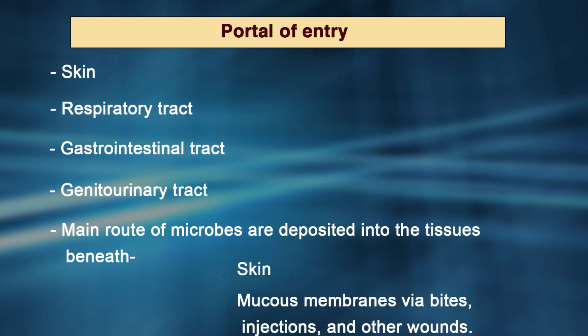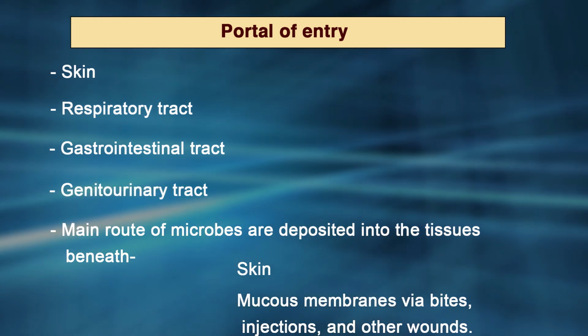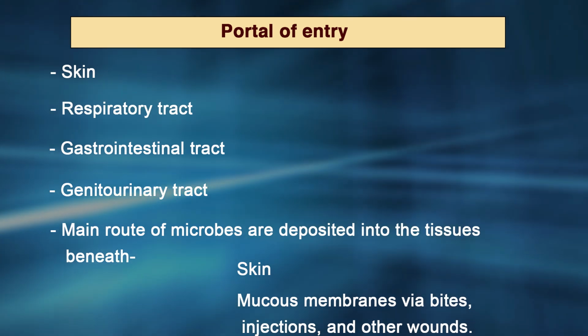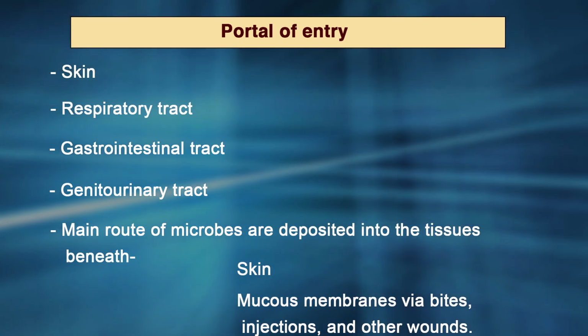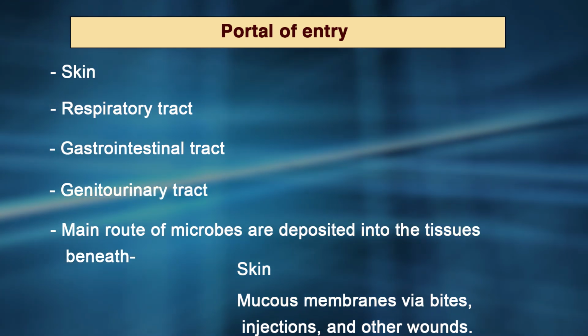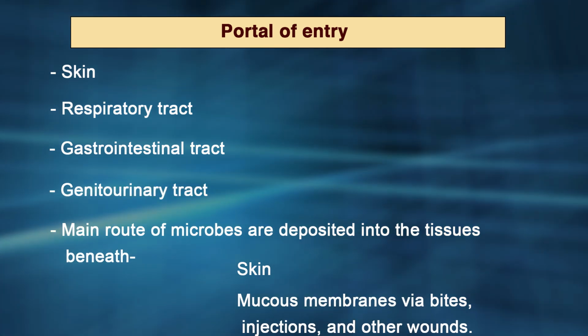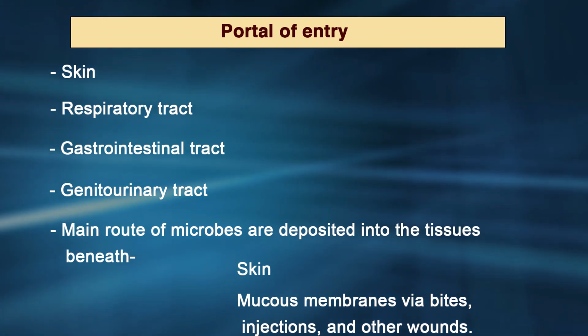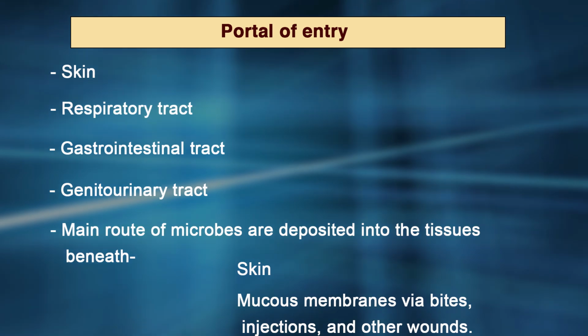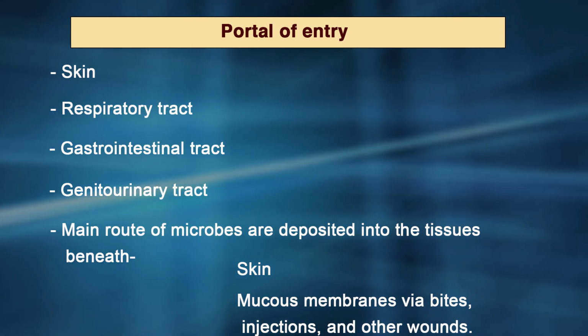The mucous membrane of the respiratory tract is the second most common portal of entry. Microorganisms that are inhaled with droplets of moisture and dust particles gain access to the respiratory tract. Gastrointestinal tract: microorganisms enter the gastrointestinal tract via food, water and contaminated fingers.